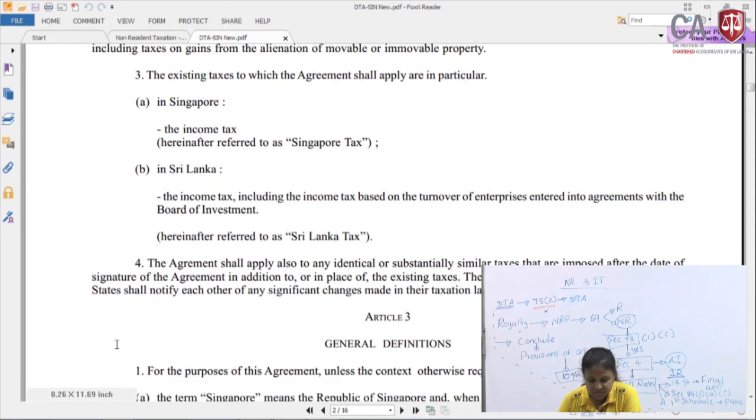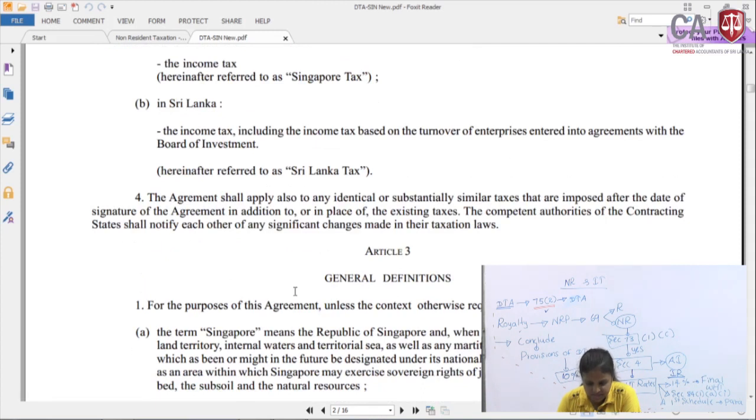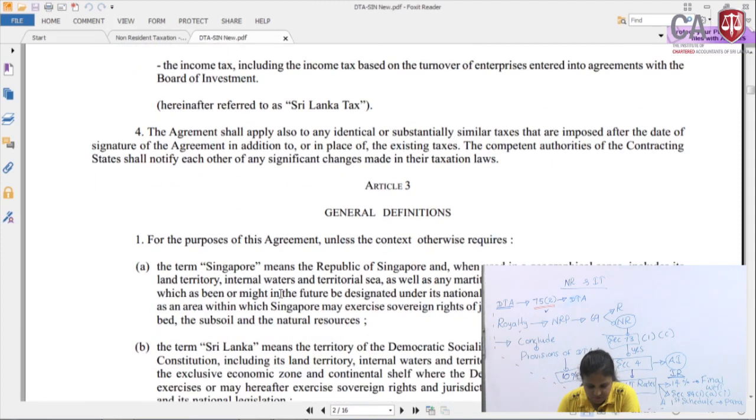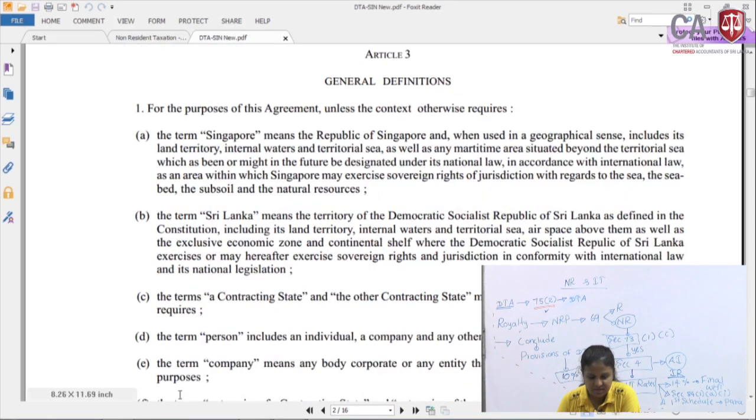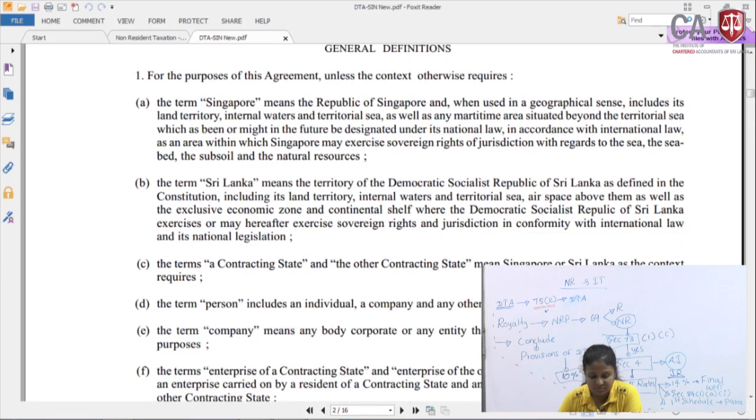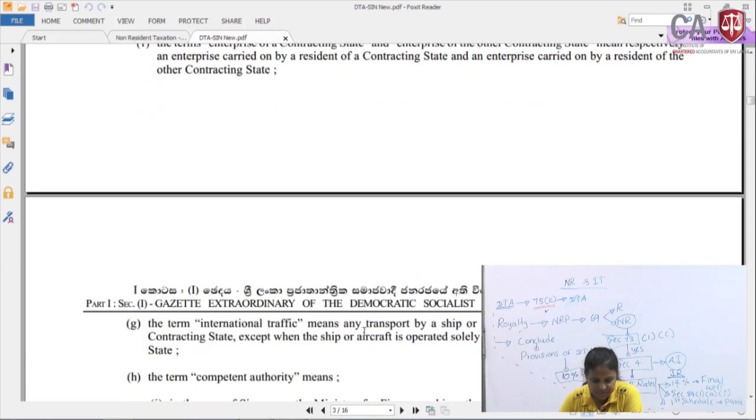Okay, now article 3, general definitions. I am not going to discuss the general definitions. It talks about the contracting state and the other contracting state, which will change based on the context. Person includes an individual, a company or any other body of persons. Company means any body corporate or any entity that is treated as a body corporate for tax purposes. Other than that, I am not going to discuss all the definitions.